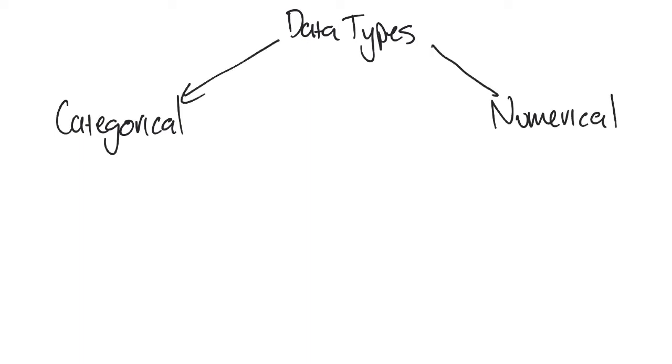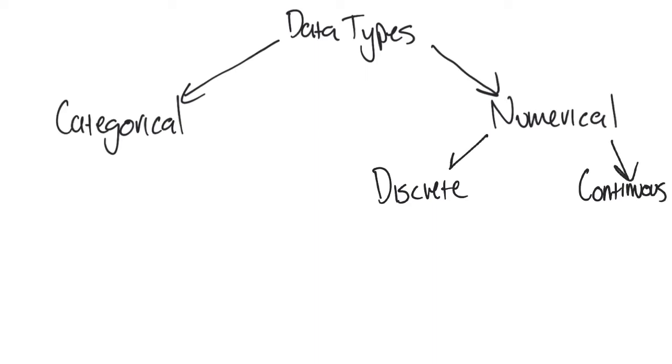So basically, numerical data is anything to do with numbers. Categorical data is pretty much everything else, but let's explore these two further. So numerical data can also be split into two groups. So we can have discrete data and we can have continuous. So some examples of continuous data and some examples of discrete data.